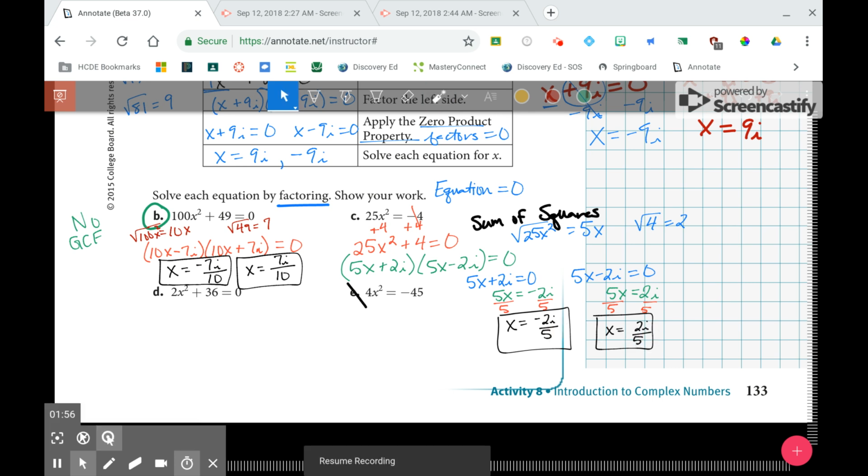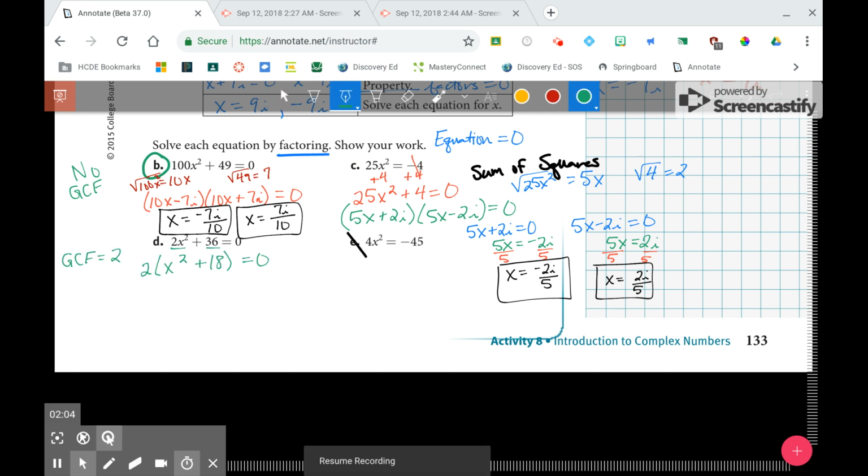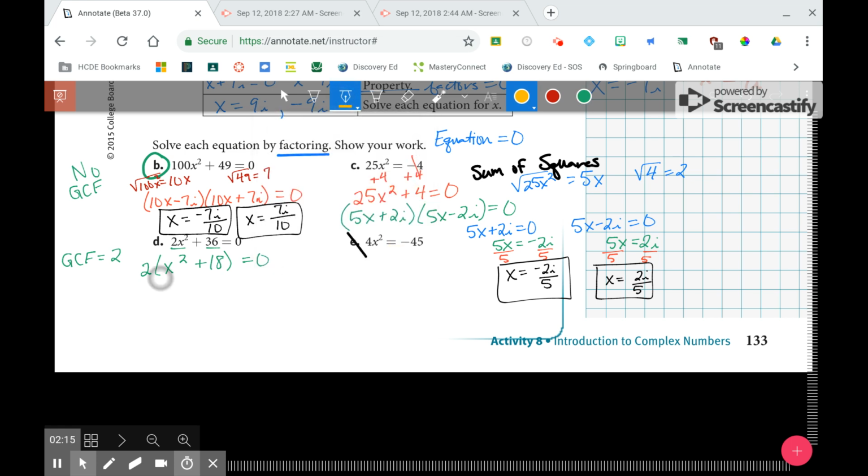Okay, so the last one we're going to do on this page is just a little bit harder. We're not going to do part E. Let's look at part D. So first thing we do is check for a GCF. Yes, there is a GCF. We can divide both 2x squared and 36 by 2. So now let's focus on what's inside the parentheses, and notice it's a sum of squares, so we can factor that. So on your own, I want you to try to factor that.